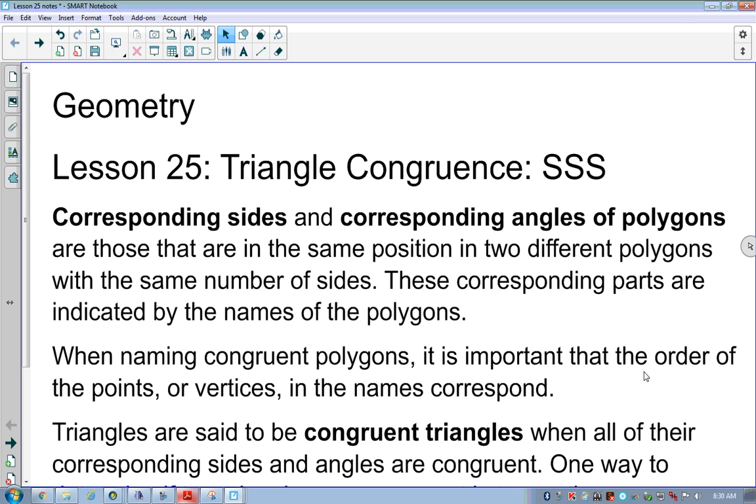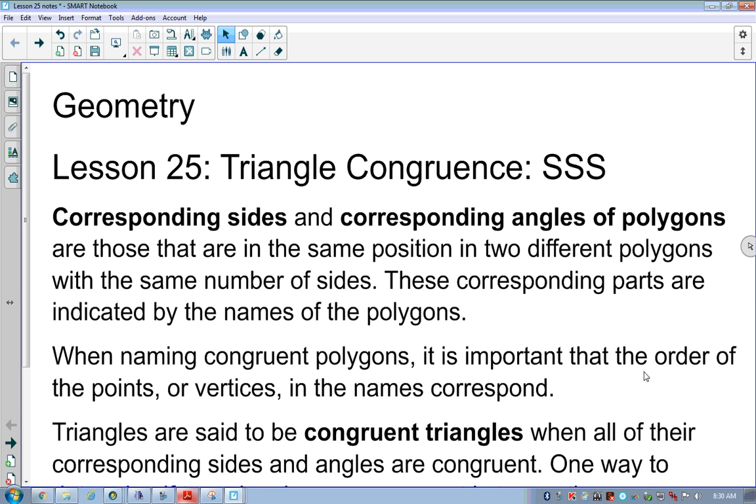But geometry lesson 25, triangle congruence. We're talking about side, side, side. For some of you, this is going backwards a little bit in terms of stuff that you know. But talking about triangle congruence, what does the term congruence mean when we're talking about shapes?